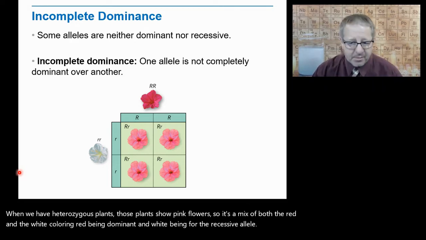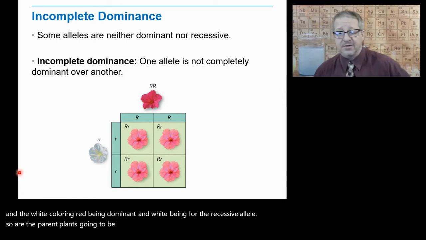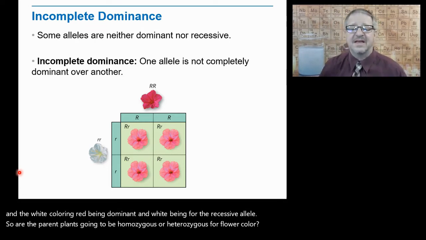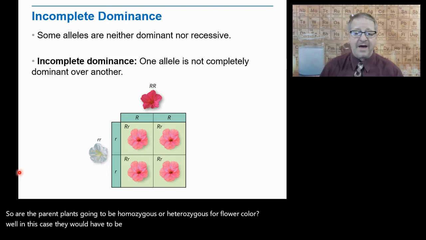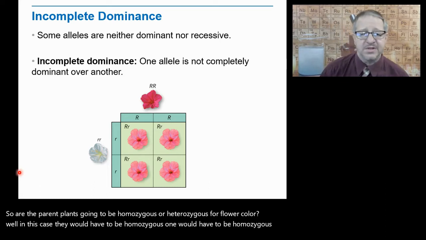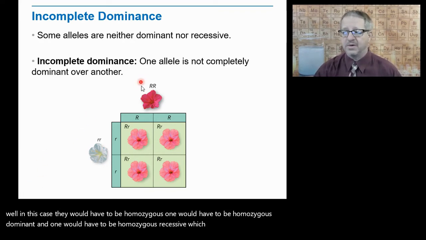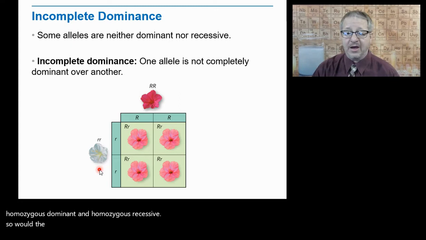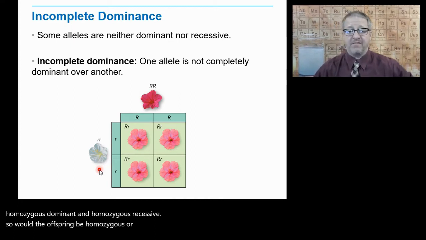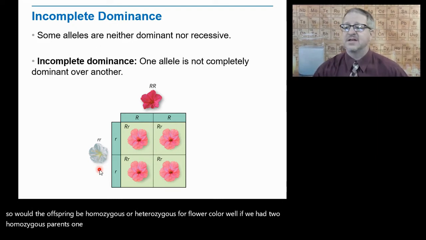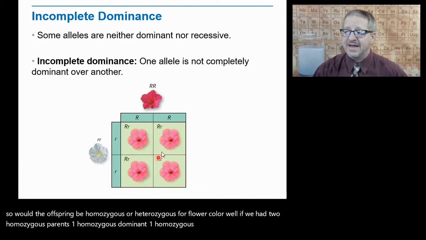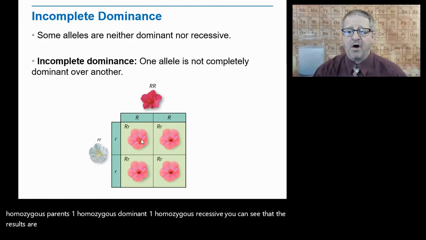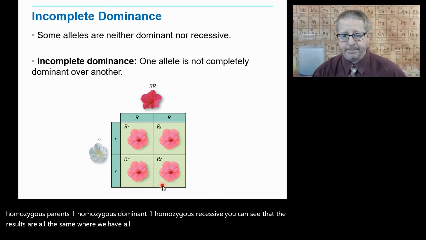So are the parent plants going to be homozygous or heterozygous for flower color? Well, in this case, they would have to be homozygous. One would have to be homozygous dominant, and one would have to be homozygous recessive, which is exactly what we see here. So would the offspring be homozygous or heterozygous for flower color? Well, if we had two homozygous parents, one homozygous dominant, one homozygous recessive, you can see that the results are all the same, where we have all heterozygous offspring.